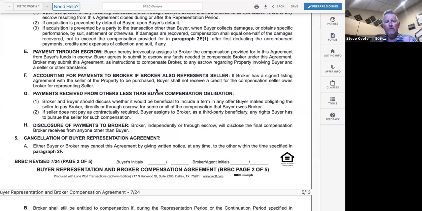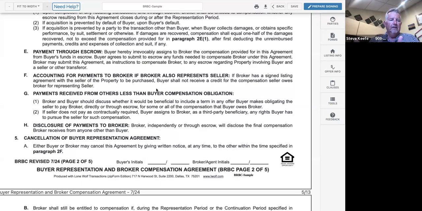But this paragraph clearly states that the seller's side has nothing to do with whether or not they would be credited any money. Payments received from others less than the buyer's compensation obligation. So under this circumstance, if the broker is offering less than what the buyer owes its broker, then it gives the authority to the buyer's broker to request through the contract for the seller to pay what is owed to the buyer's broker by the buyer.